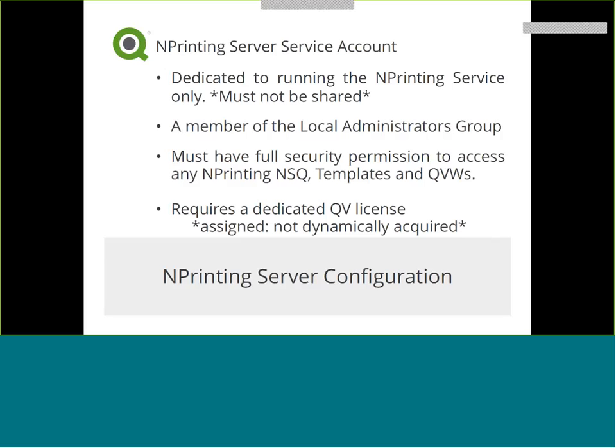It requires a dedicated QV license as well. So the NPrinting service account should be assigned a user CAL from the QlikView server. It should not be dynamically acquired. Okay? Dynamically acquired licenses can go away. And the danger of that with NPrinting, like any other QlikView desktop user, is that NPrinting reports will not run because they cannot run their reports through a personal edition of QlikView desktop. So it must be an assigned CAL from the QlikView server, not dynamically acquired from the QlikView server. It must be assigned explicitly.